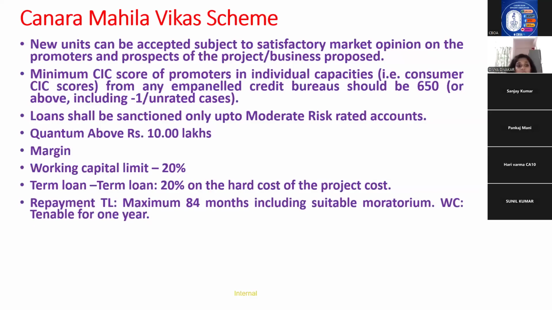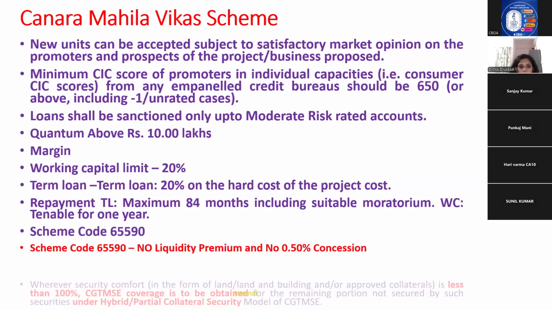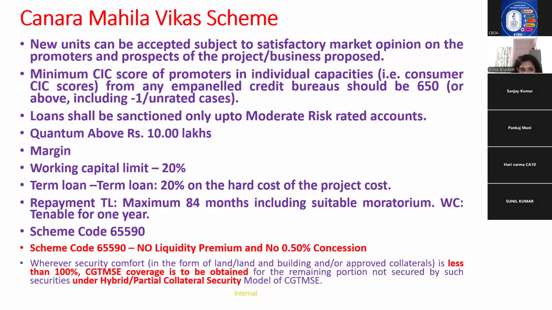Repayment in case of term loan, maximum 84 months, including moratorium. What was for the contractors, 5 and 7 years. If construction is involved, it was 7. Normally, otherwise, it is 5 years. Here, Mahila Vikas, 84 months. And here, anytime, if the security comfort is less than 100%, CGTMSE coverage has to be obtained. It's kind of hybrid model.